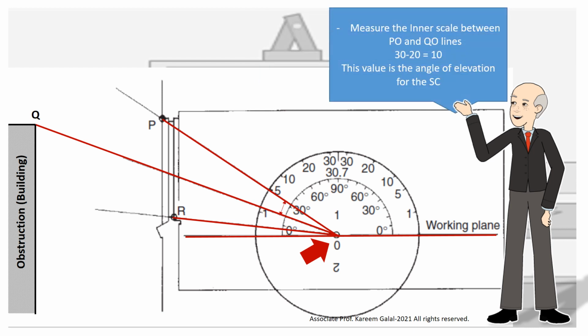Measure the inner scale between the PO and QO lines: 30 minus 20 equals 10. This value is the angle of elevation for the SC. Measure the inner scale between the QO and ρ lines: 20 minus 5 equals 15. This value is the angle of elevation for the ERC.